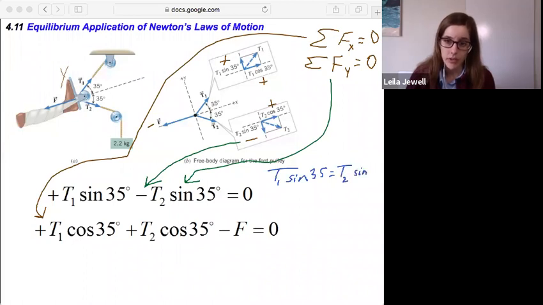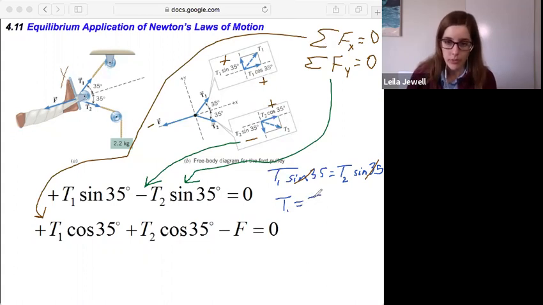What does that mean? Well, that means we could divide by sine of 35 on either side and it will just go away, right? We don't have to worry about that. And so this tells us then that T1 is equal to T2. In other words, that the tension is the same throughout the rope.